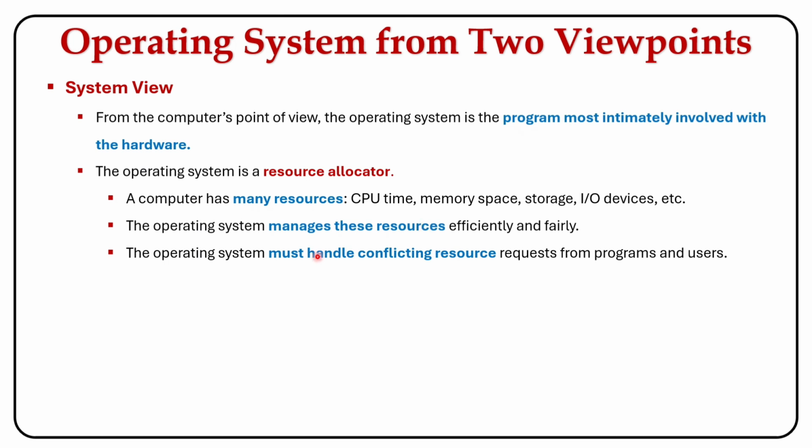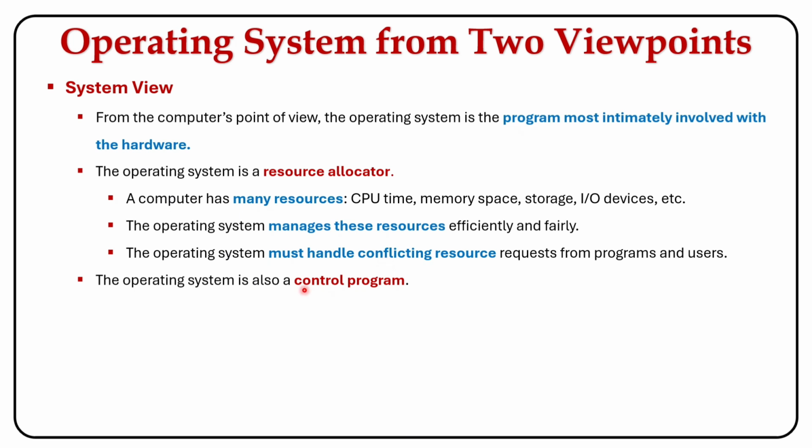The operating system must handle conflicting resource requests from the user and programs. Sometimes multiple programs request the same resources at the same time. For example, imagine you are printing a document, downloading a file, and listening to music at the same time. All these applications need system resources simultaneously. The operating system manages these requests and resolves conflicts by deciding the order in which resources are allocated. This ensures that all programs run smoothly without interfering with each other.